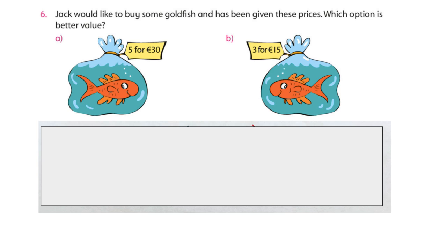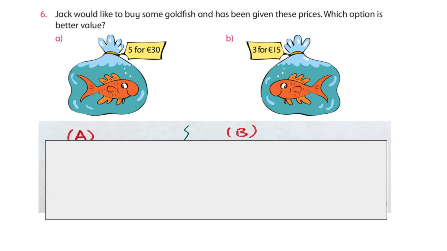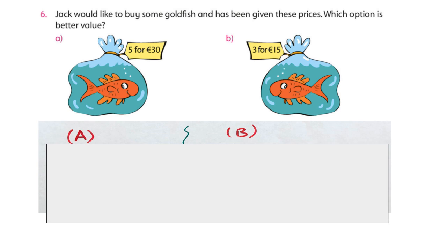And finally, we'll have a look at question 6 now. Jack would like to buy some goldfish and has been given these prices. Which option is better value for him? So we look at A and B. A is 5 goldfish for €30 and B is 3 goldfish for €15.